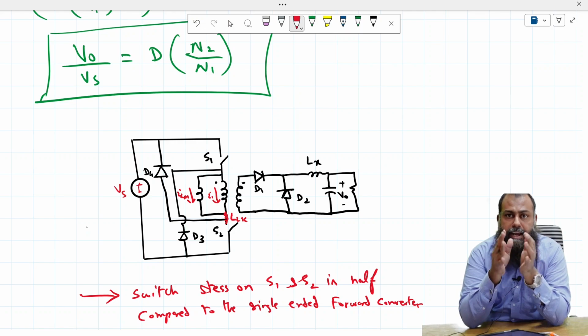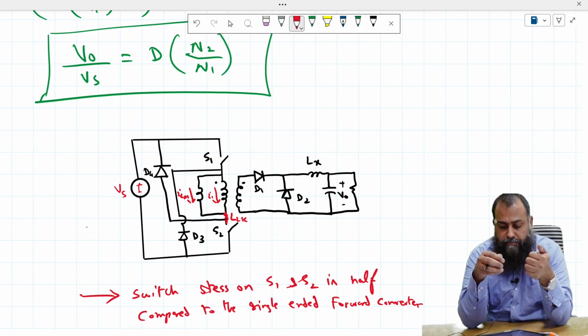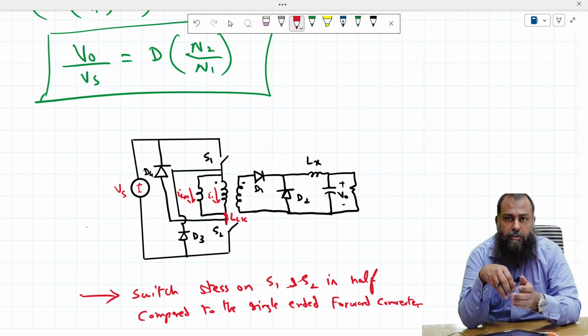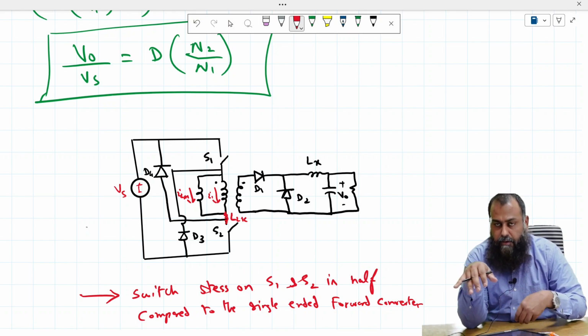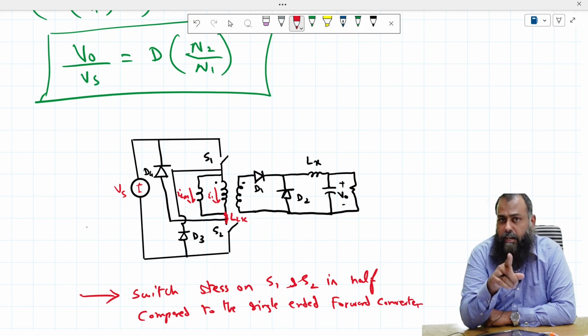However, the gating requirements are more because with this topology we have to operate two switches, one connected on the higher side and another connected on the lower side. Whereas for the single-ended forward converter, with the use of an extra winding, we relied on only a single switch for the entire operation of the converter.